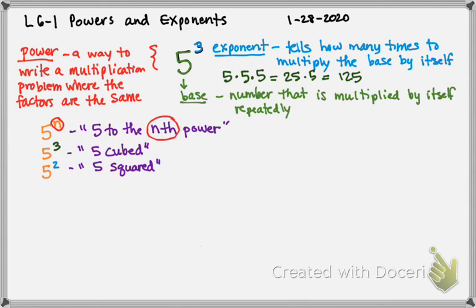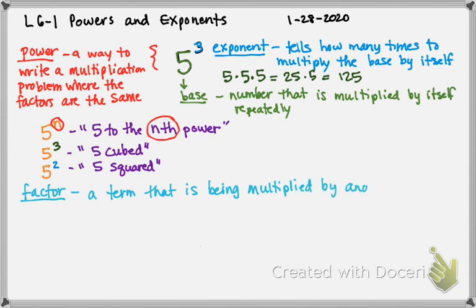So let's throw in that word I talked about earlier, the word factor. Make sure we have it down officially. A factor is a term that is being multiplied by another value. So in a multiplication problem, let's do a little example here. If I have 5 times 3, both the 5 and the 3 are factors.